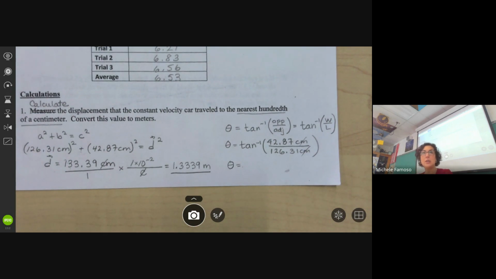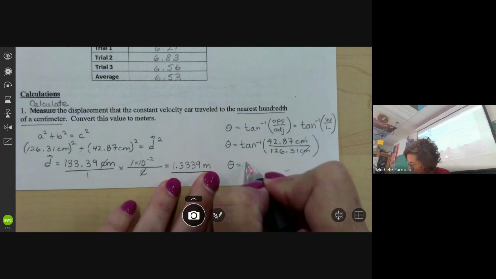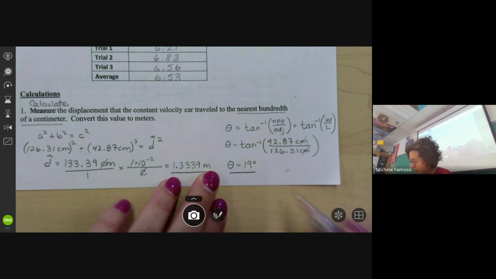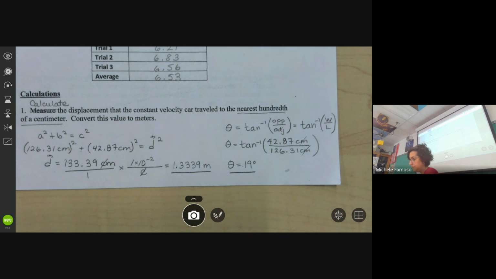So go ahead, do it on your calculator with your numbers. Your answer is going to be different than mine because I am not using your data. I'm just using completely made up numbers. And you round to the nearest degree. So check with your partners. Make sure you agree. Do you get the same direction?